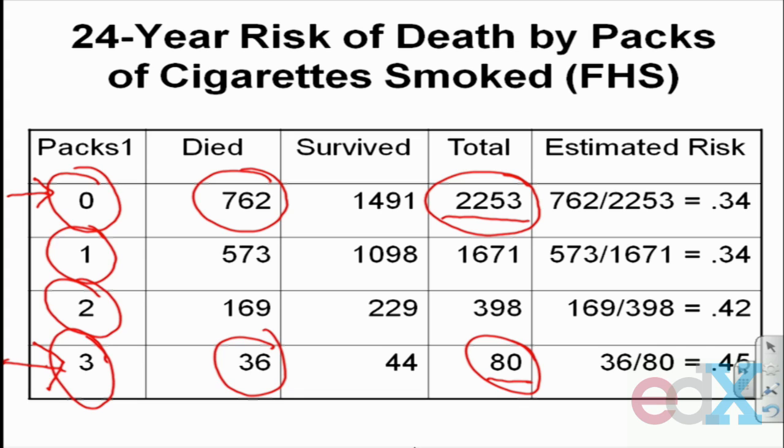The cumulative incidence would have been 762 over 2253, or 34% for the 0 pack-a-day smokers, versus 36 over 80, 45% for the 3 or more pack-a-day smokers. But then I went a step further.